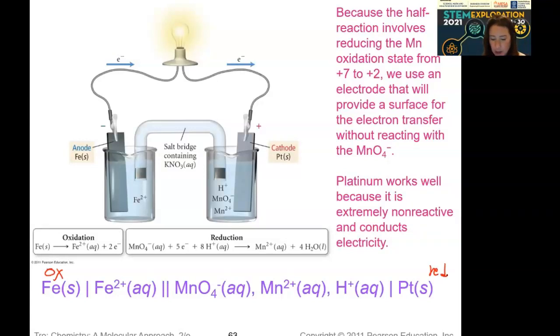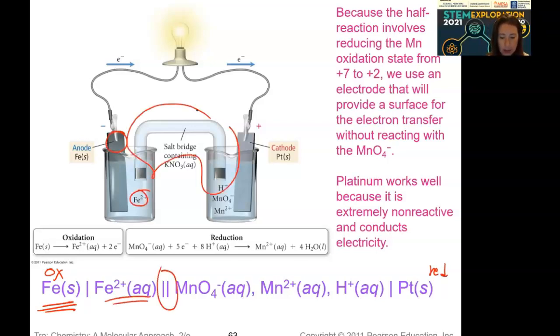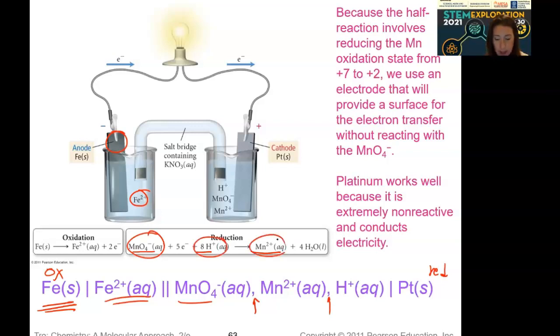Here's our reduction. This is our solid electrode. That's our iron. Here's what's in the solution. That's our salt bridge, right? There's our salt bridge. And then in this solution, you can see we have MnO4 aqueous, we have hydrogen aqueous, and we have Mn2 aqueous. We separate them, they're all in the same phase using commas, right? So all of these aqueous, again, are separated using commas.